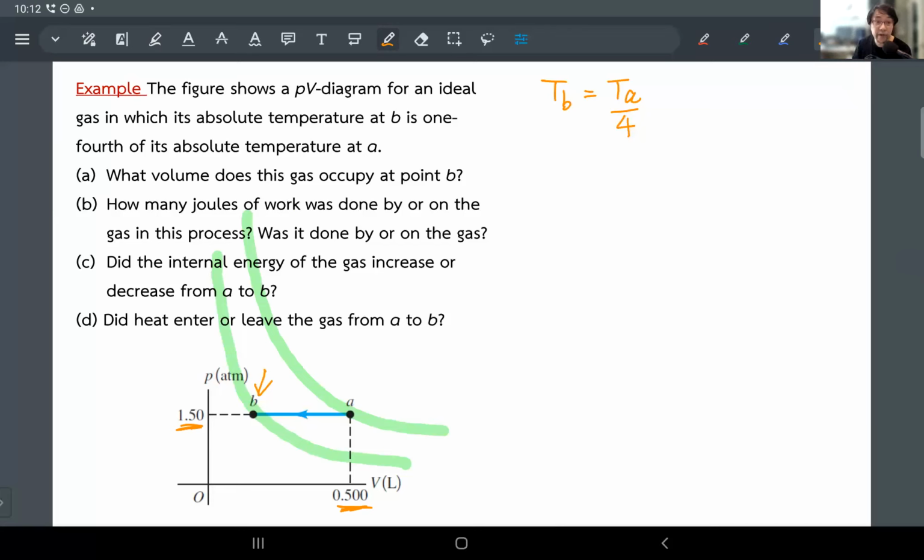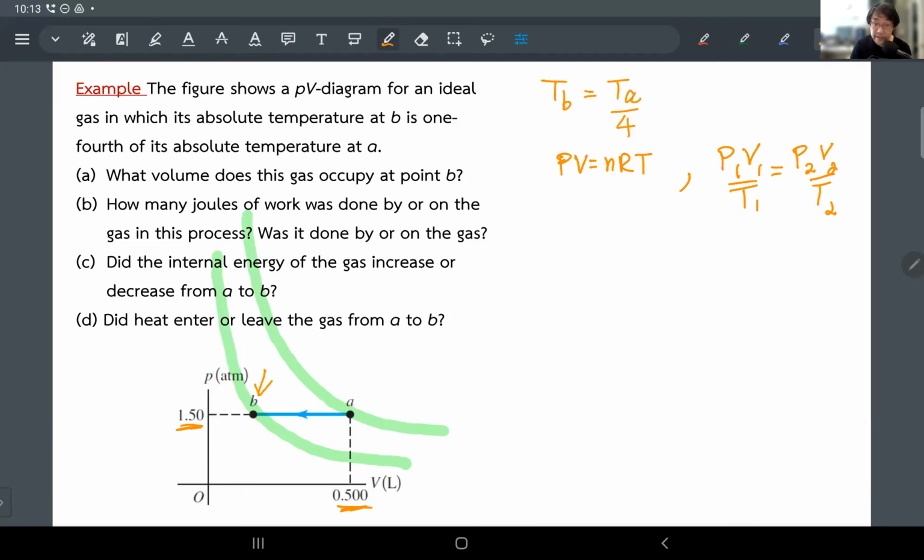Cool. How can you figure out the volume at point B? As you can see, this is not thermodynamics just yet. This is just a question about the gas itself. So let's do it. PV equals nRT. And we also have P1V1 over T1 equals P2V2 over T2. All right, so with that, you can compare these two points, A and B, using just this relationship right here.